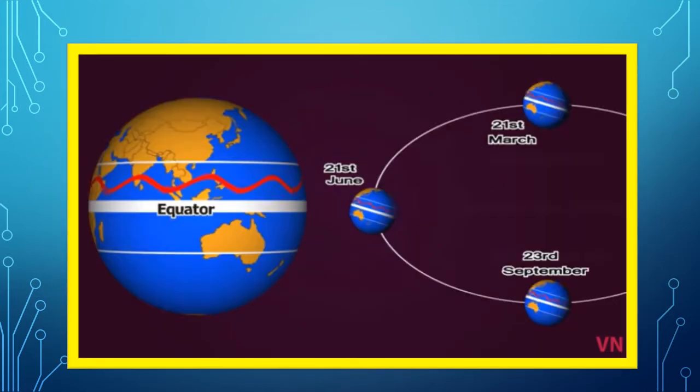So you see children, the ITCZ shifts. When the sun is shining at Tropic of Cancer on 21st June, this ITCZ shifts towards Tropic of Cancer. Again on 21st March and 23rd September the sun shines at the equator, so this ITCZ shifts towards the equator. And then on 22nd December when the sun is shining on Tropic of Capricorn, the ITCZ shifts towards Tropic of Capricorn. So we see the shifting of the ITCZ. And what is the ITCZ? Intertropical Convergence Zone.